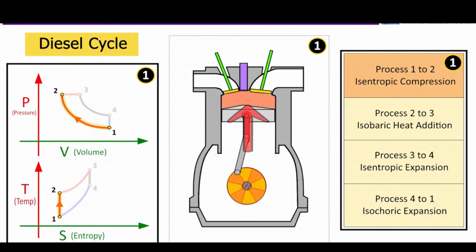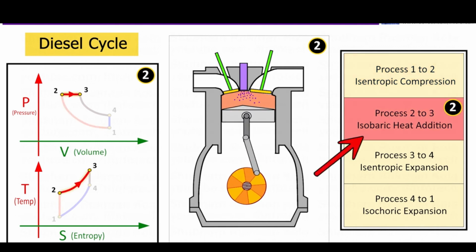When we talk about the second process, there is the isobaric heat addition process, when the piston goes from TDC to BDC. The PV diagram shows the process 2 to 3. The ratio of volumes V2 and V3.